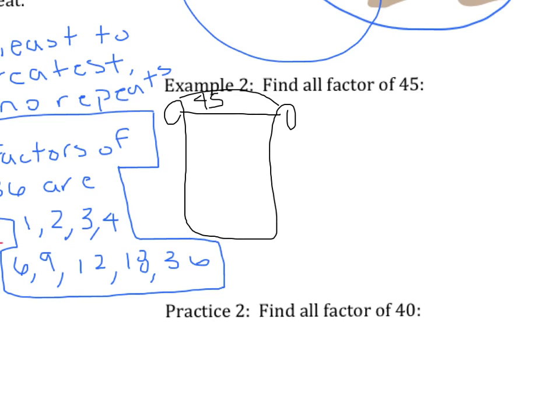Now we need to find what the square root of 45 is to know how big we want to go. And the square root of 45 is 6.7. That tells me that the largest factor I should check is the number 7. So I'm going to write out my numbers. 1, 2, 3, 4, 5, 6, 7. And the reason we went up to 7, and I want you to write a little arrow to this, you always round up.